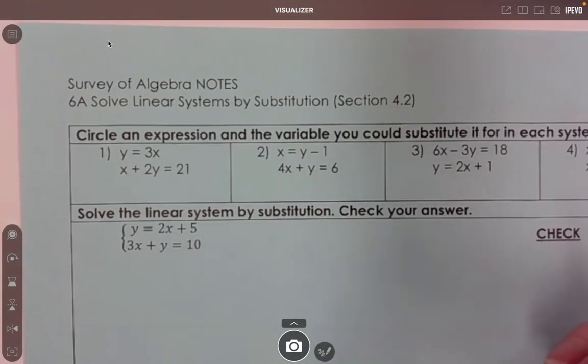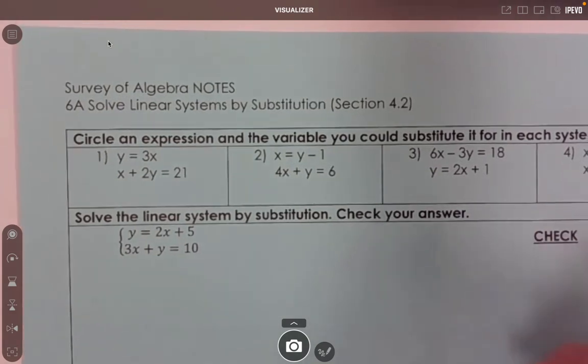Good morning, class. These are our 6A notes, substitution. The substitution method is one that many of you are already figuring out on your own, which is pretty cool. Basically, we're trying to substitute a number or an expression for one of our letters, and we're going to solve that way.